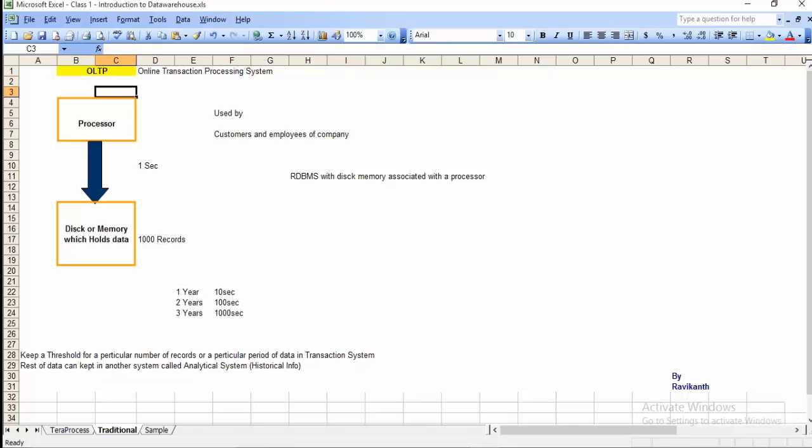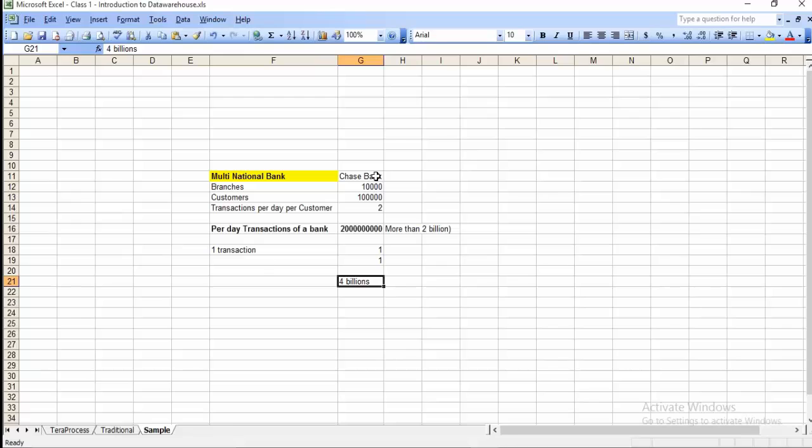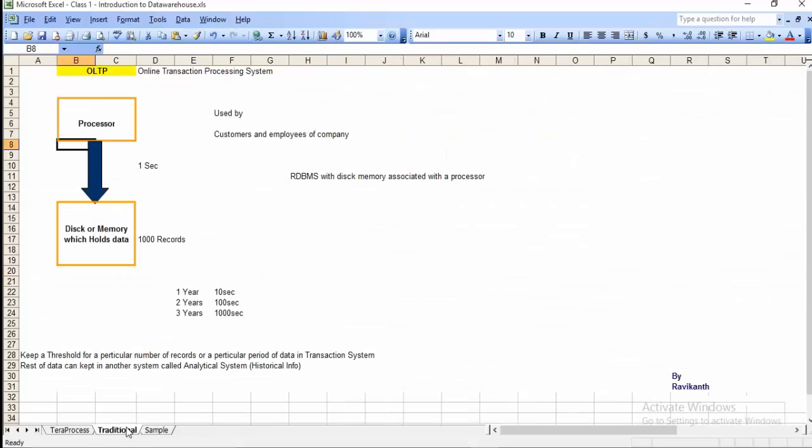At a high level, it contains a processor and memory disks where you store all the live production data in your system. This is the traffic we face in these OLTP systems, online transaction processing systems, used by any organization.